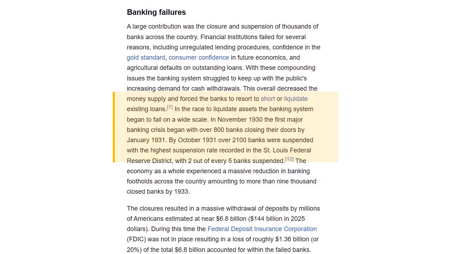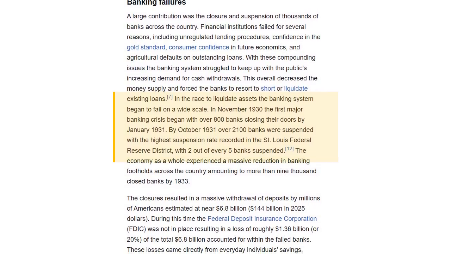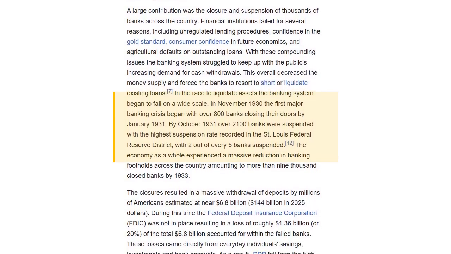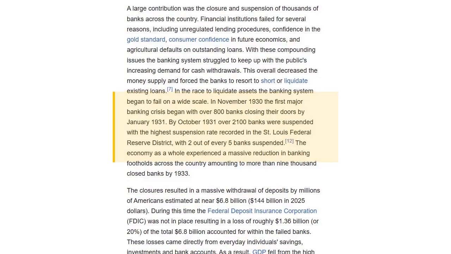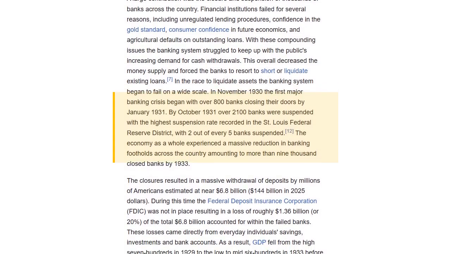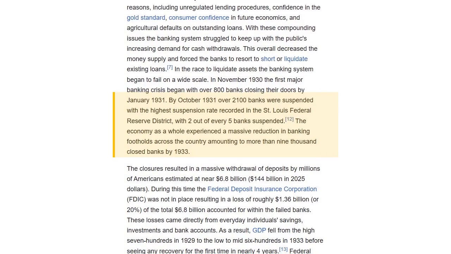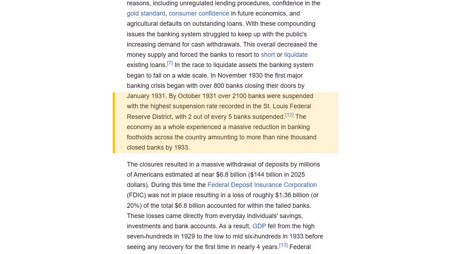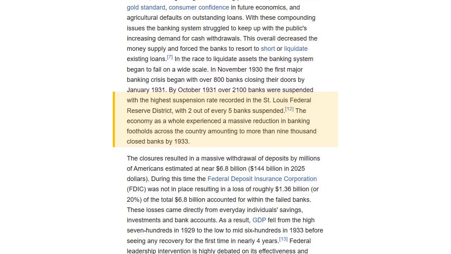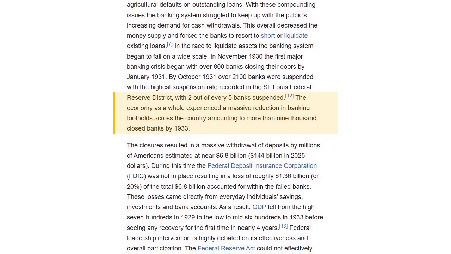In November 1930, the first major banking crisis began with over 800 banks closing their doors by January 1931. By October 1931, over 2,100 banks were suspended, with the highest suspension rate recorded in the St. Louis Federal Reserve District, with 2 out of every 5 banks suspended.